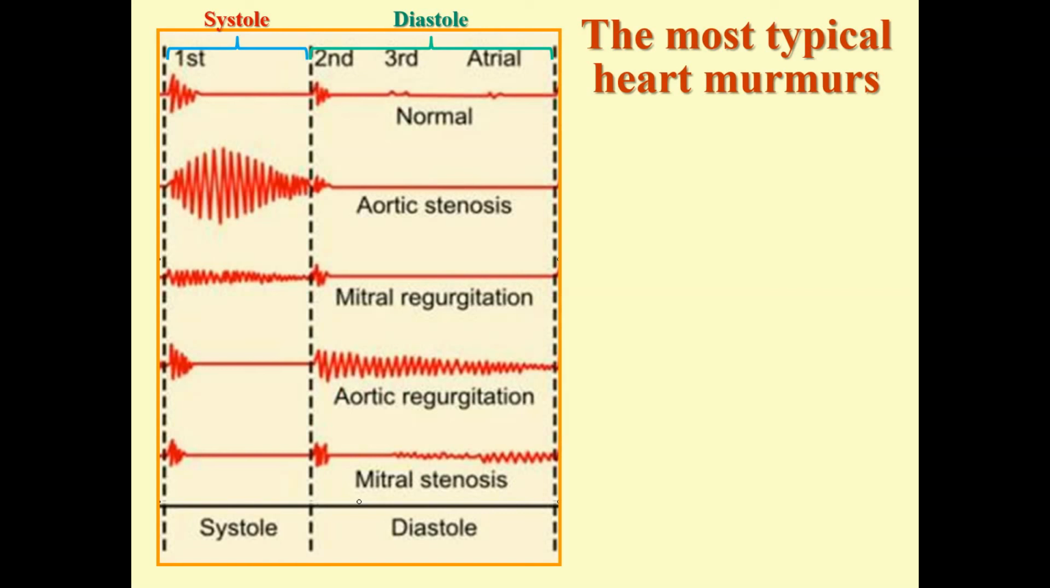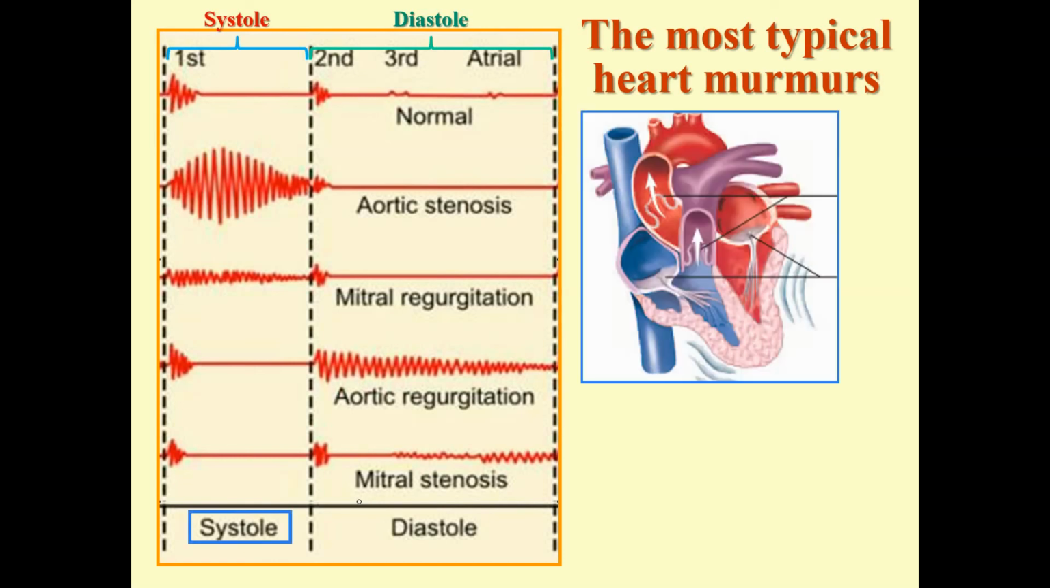And let's consider which murmurs are characteristic for different types of abnormality. First, we consider systolic murmurs. Systolic murmurs appear during systole. So here you see the picture where the ventricles are in the contracted state. Ventricles contract and normally should push blood through the aorta and pulmonary artery.